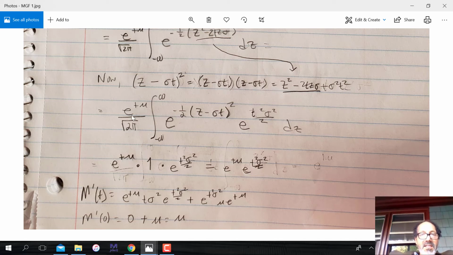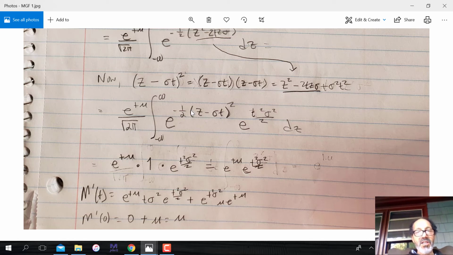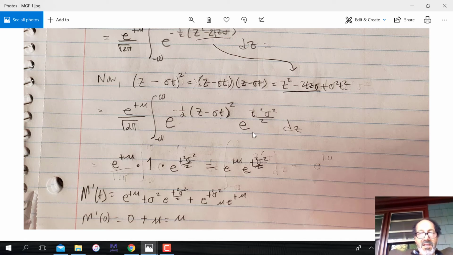So what we have left is e to the t mu times 1, because 1 over square root of 2 pi times this integral is basically the normal, which we did already in a different video. We were able to prove that this integral integrates to 1, right? So it's a PDF. So we know that this equals 1. So this first term is e to the t mu times 1. Well, this is also a constant. It has nothing to do with z. So we don't have to do anything. We just pull it out of the integral. So we get e to the t mu times 1 times e to the sigma squared t squared divided by 2, and that just equals e to the t mu times e to the sigma squared t squared over 2.